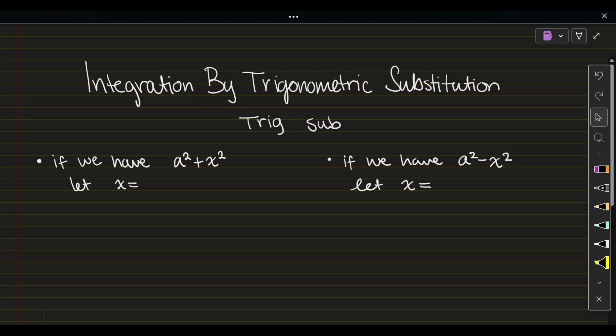In this video, we're going to talk a little bit about trigonometric substitution and how that can help us integrate certain functions. So we apply trig sub when we have expressions like these in our integrand, this a squared plus x squared and a squared minus x squared. For the purposes of this discussion, we'll only consider a squared plus x squared and a squared minus x squared, where a is just some real number.